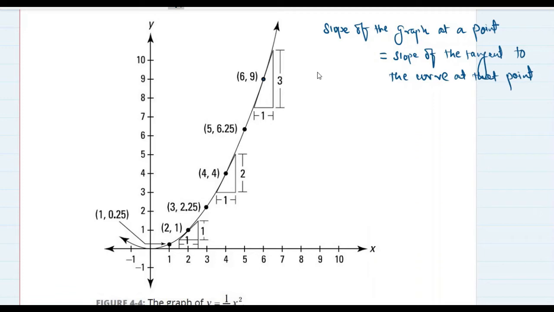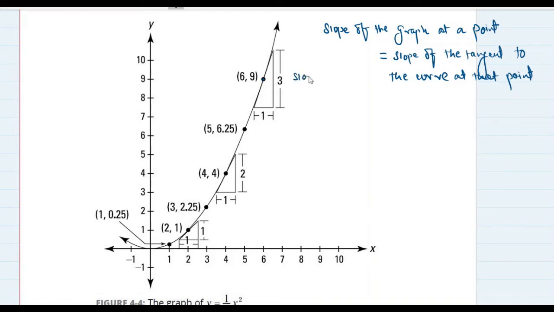You know what is a tangent? Tangent is a straight line which touches the curve, any curve, at a single point only. So do you see there are tangents drawn to the curve at different points? So what you need to do? You need to find the slope of the tangent to the curve. Now as you can see, the slope of the graph at this point 6 comma 9 is the slope of the tangent, and the rise and run are visible.